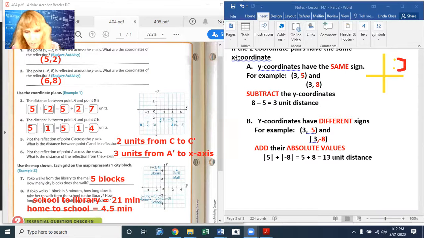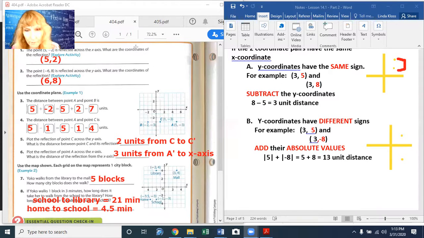This example, B, is going to be, draw another coordinate plane there, and we'll put our dots. So we have different signs. So we have 3 and 5, which is probably somewhere about here. And then we have 3 and negative 8. That's going to be down in a different quadrant down here somewhere, right?